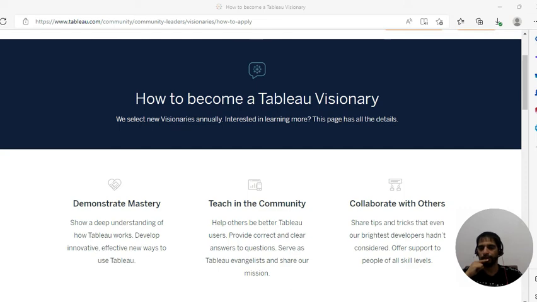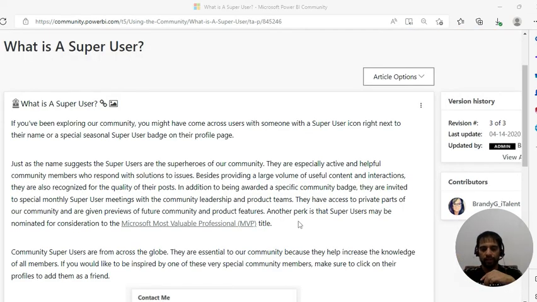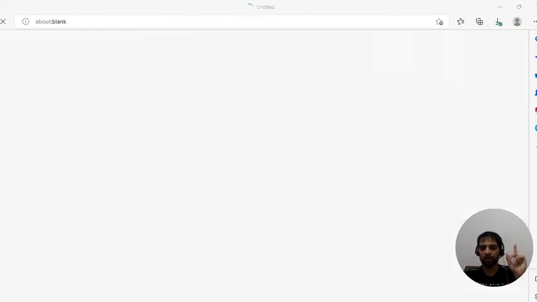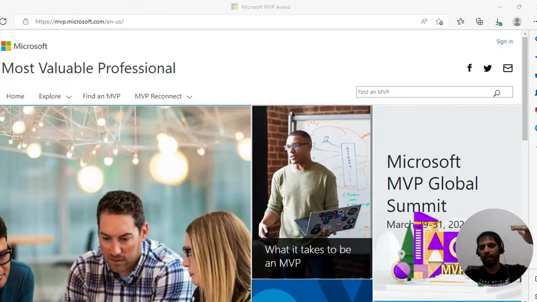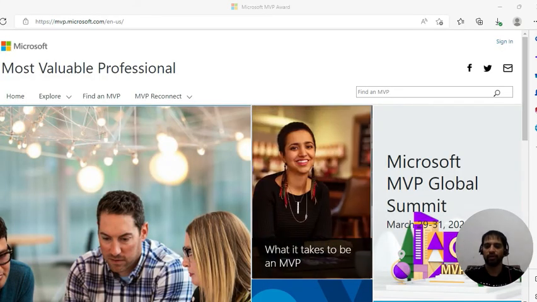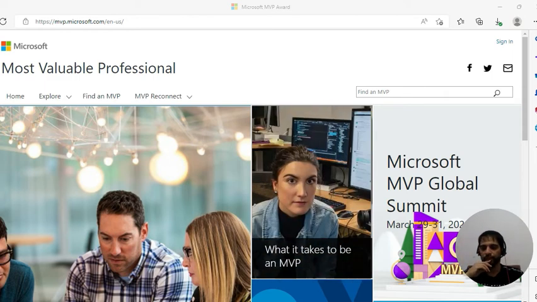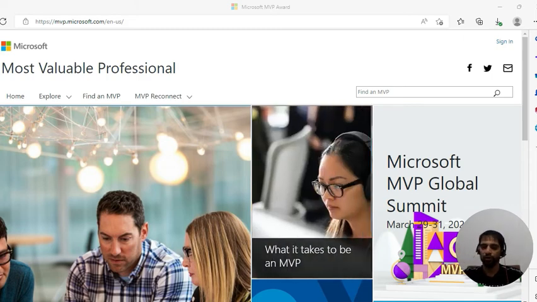So when it comes to Power BI, you can see they are talking about what is the super user, but here in this line, if you can concentrate, another perk is that the super users may be nominated for consideration for Microsoft Most Valuable Professional. So I see this somewhat in parallel, if you just follow that hierarchy. After the super user title, I see this MVP. Again, you will have a lesser number of MVPs with respect to the super users that you are having. So this is tougher to achieve.